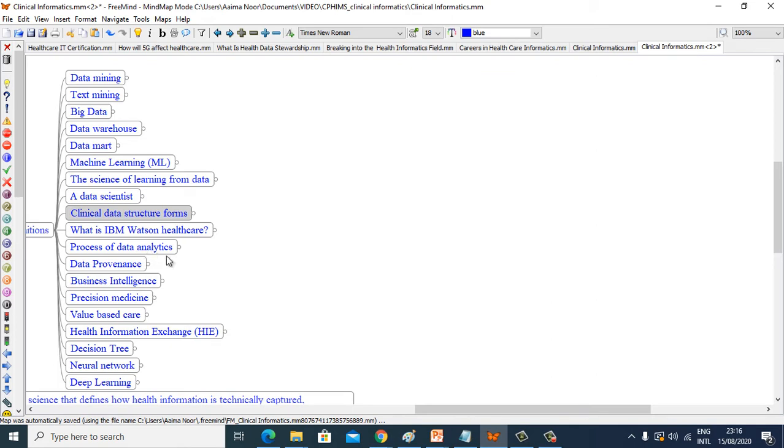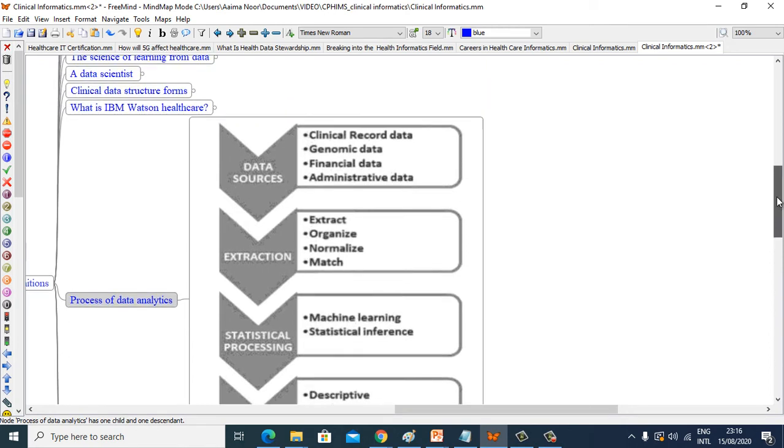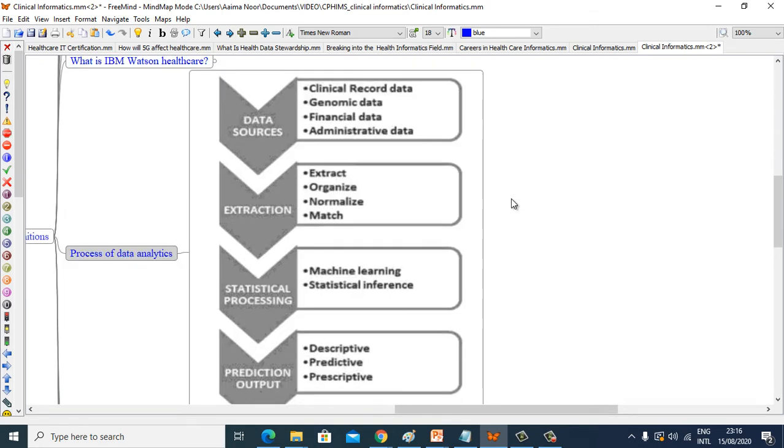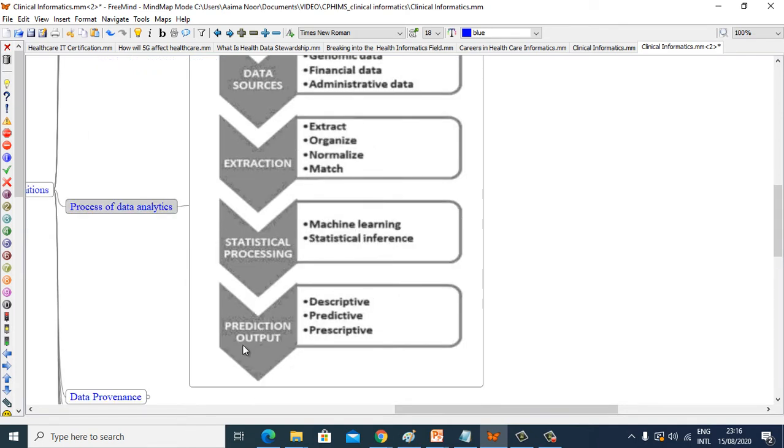Now we see the process of data analytics. Okay. Data source, clinical data source. Data source can be like clinical record data, genomic data, financial data or administrative data. Okay. Then extraction: extract, organize, normalize, match. Statistical processing, where we use machine learning or statistical inference, and prediction output like descriptive, predictive or prescriptive.